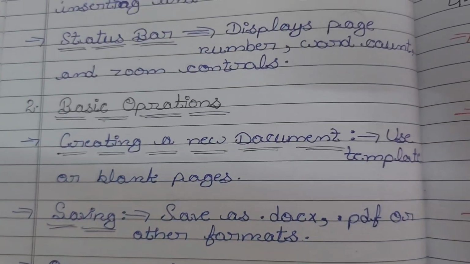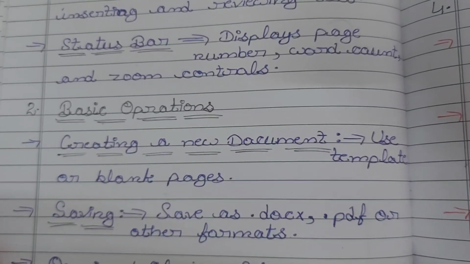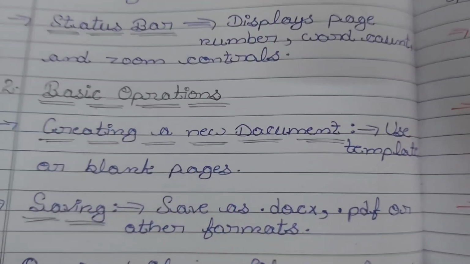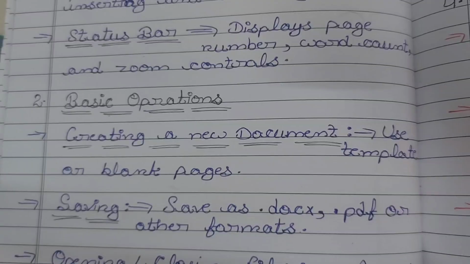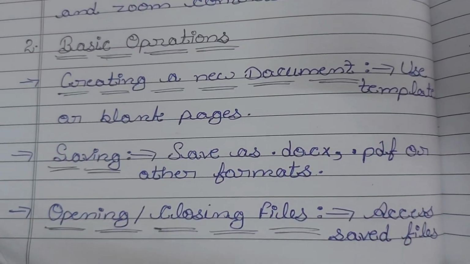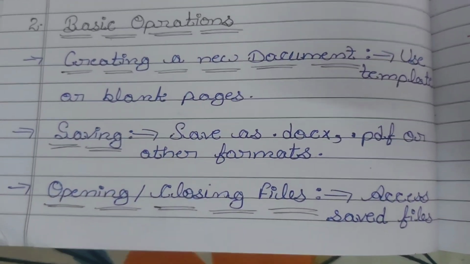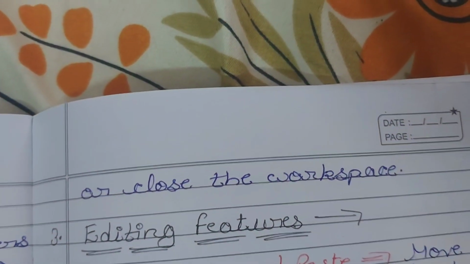Basic operations: creating a new document, use template or blank pages. Saving, save as docs, PDF or other formats. Opening and closing files, access saved files or close the workspace.